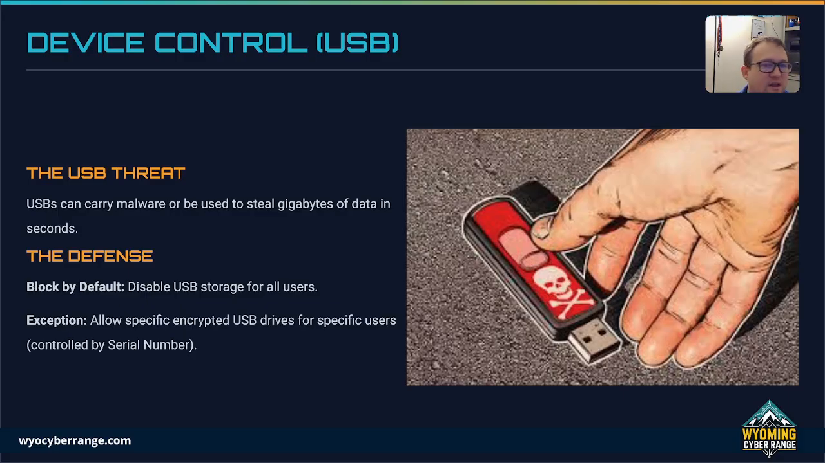We all know not to plug in a random USB drive found in the parking lot, but unfortunately, people still do it. They can carry malware or be used to steal gigabytes of data in seconds. The defense here is going to be device control. The policy should be block by default, disable USB storage for everyone. If someone has a need for it for their job, you can create an exception that allows a specific user to use a specific encrypted drive, like by serial number, is what we normally use.